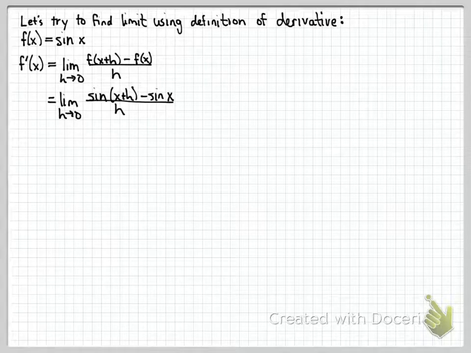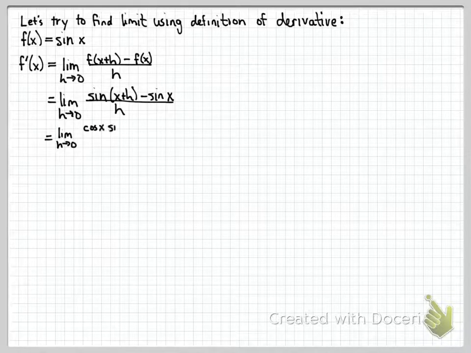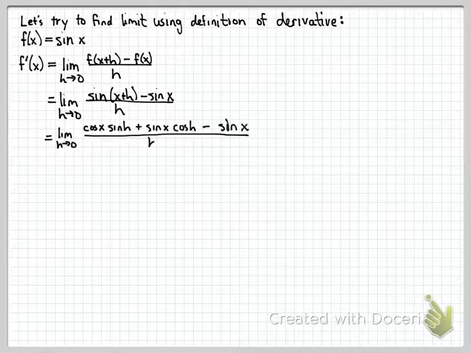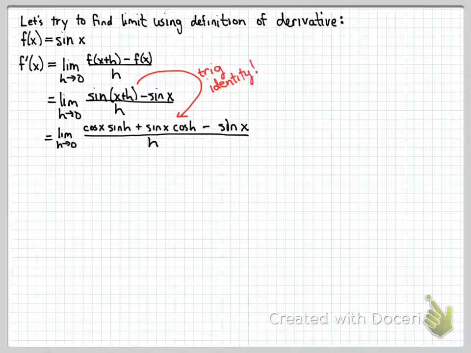So what do we do with that? Well, here's where we get to dust off some trig identities from pre-calculus or from a trig class in high school. And we remember that sine of x plus h can be written in this really annoying way. Cosine of x, sine of h, plus sine of x, cosine of h. So we expand that out, and then we still have the minus sine x over h.